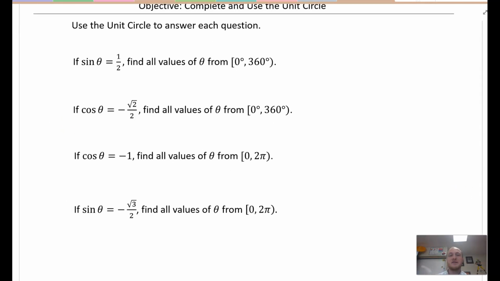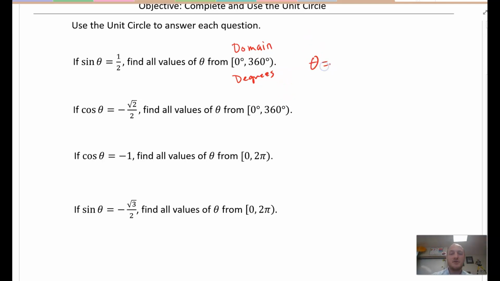They'll say, if sine of theta is equal to 1/2, find all the values of theta from 0 to 360. So the first note that you need to be aware of is look at this domain here. The domain that they give you is 0 inclusive, so I include angle 0 and I don't include 360. But more so, note that it's in degrees, so they're going to want their answers in degrees, right?